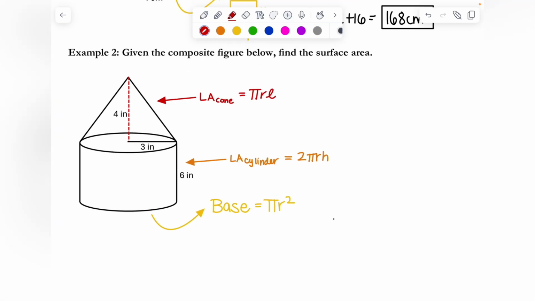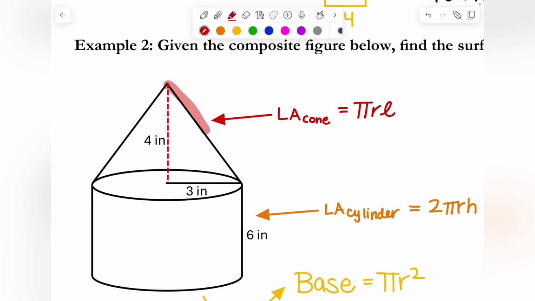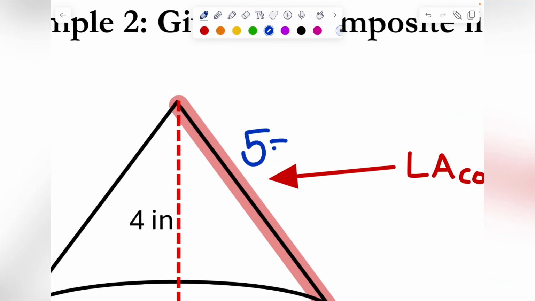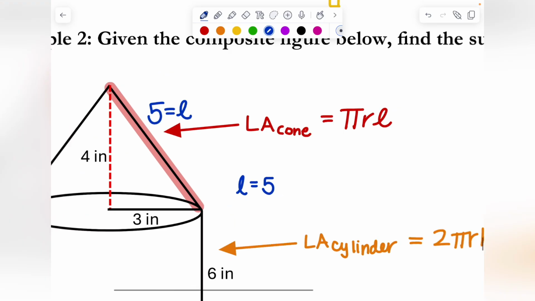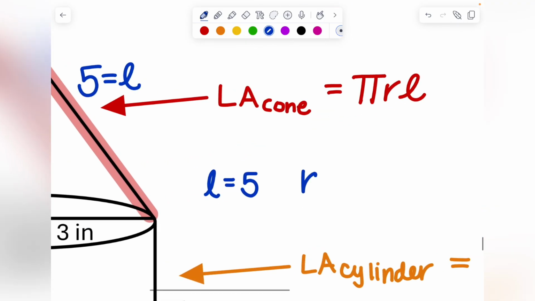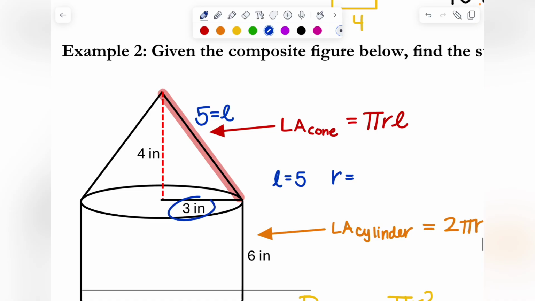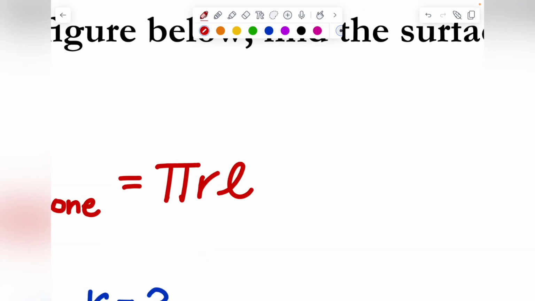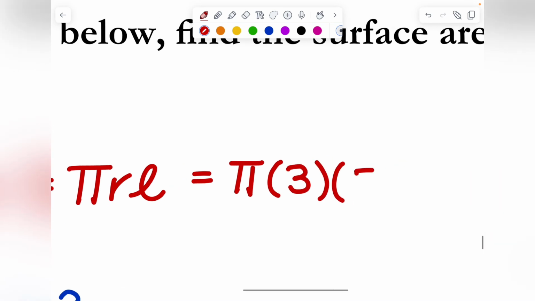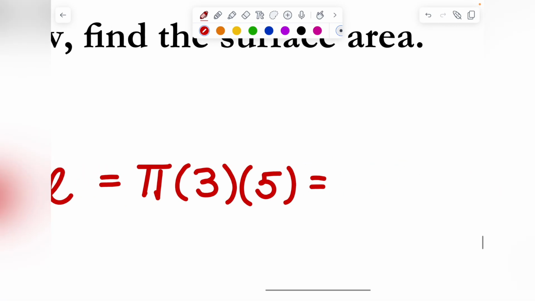The one thing that we're missing is that for the cone, we need the slant height, which is this L. And what they gave me was the actual height, but it is a 3, 4, 5 triangle. So the slant height here is going to be 5. So just be careful of that. The radius of this circle is given to us. It's 3. So easy peasy. We're just going to plug and chug for this one. Pi times the radius, 3, times that slant height, 5, is 15 pi.